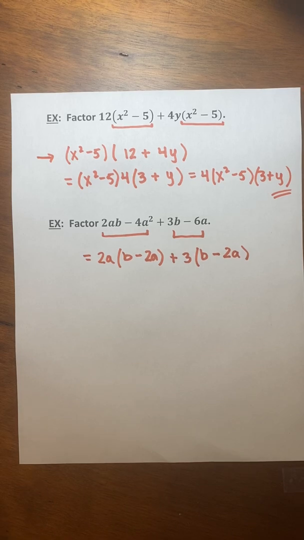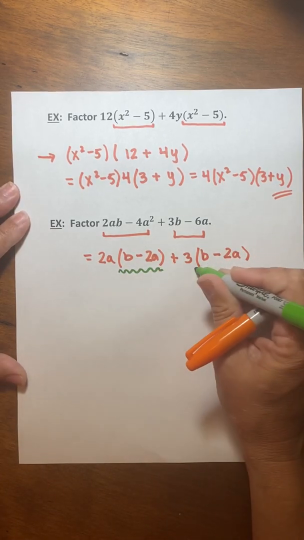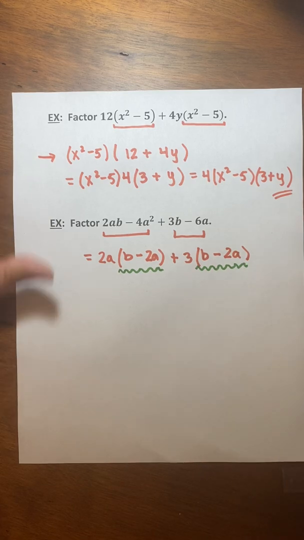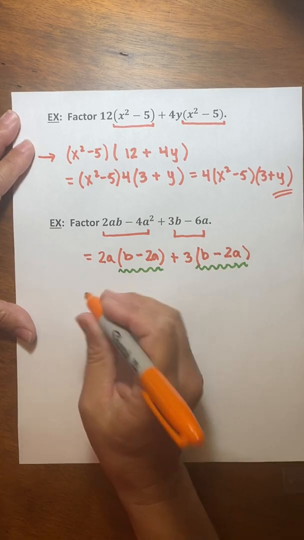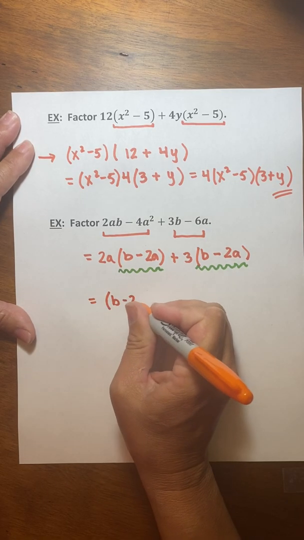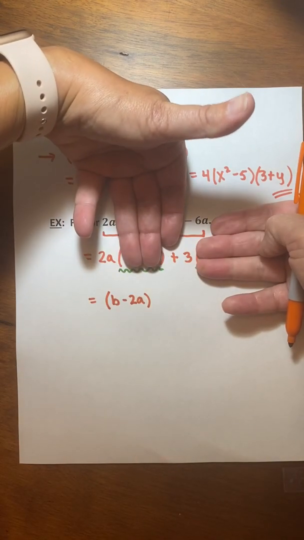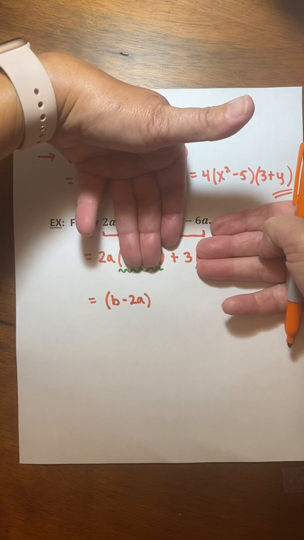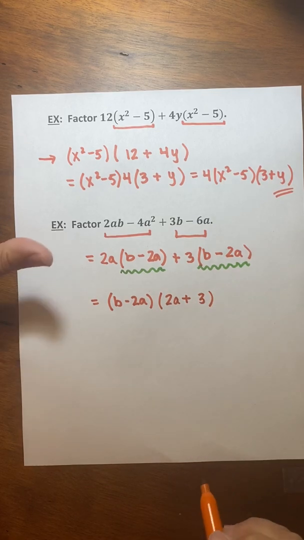So 2ab minus 4a squared plus 3b minus 6a can be written as 2a times (b minus 2a) plus 3 times (b minus 2a). Oh, did you notice something? Woohoo, look at this. These two new pieces that we created share the factor b minus 2a. So we can pull the parentheses and the b minus 2a from each of those terms. And if we cover them up, what would be left would be the 2a and the plus 3. So we'll put 2a plus 3 in the parentheses.